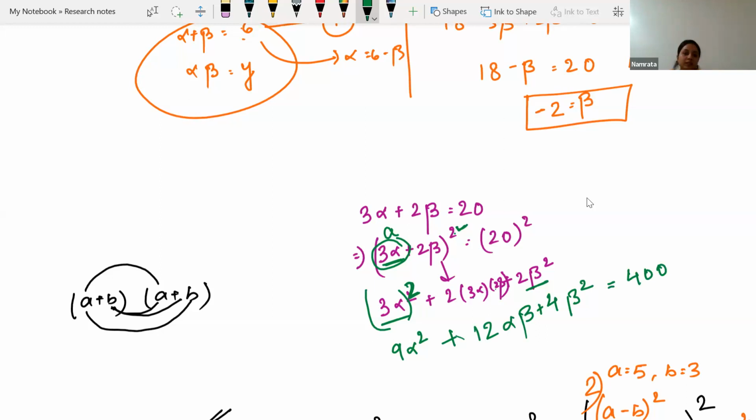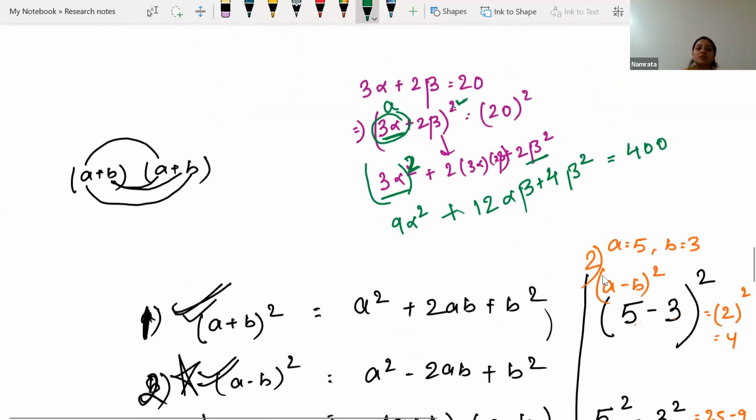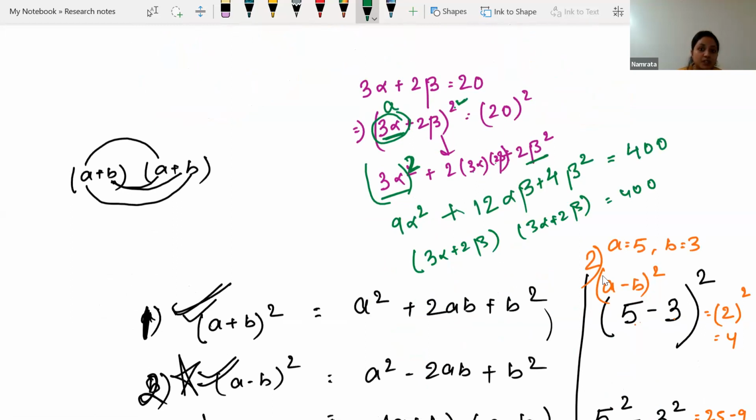Actually, when we split the middle term, you check it, again we will get back to this (3 alpha plus 2 beta) whole square. When you split the middle term, this is the reverse process we are going to repeat. When we split the middle term, it will be 3 alpha plus 2 beta in one bracket, again 3 alpha plus 2 beta in another bracket, is equal to 400. This is how we get it, because we have expanded 3 alpha plus 2 beta whole square only.